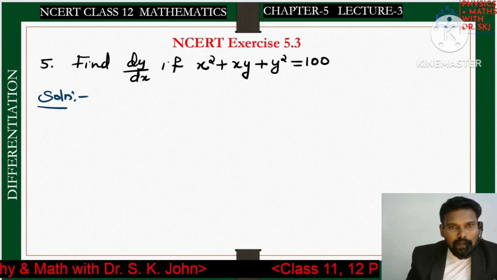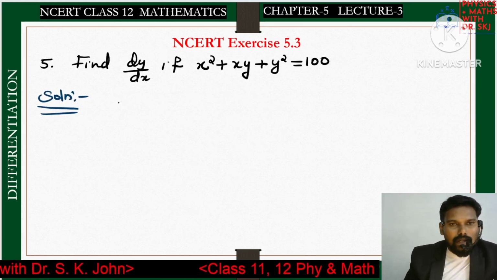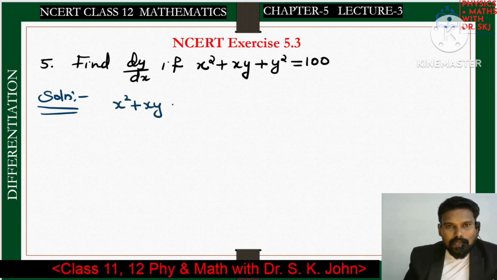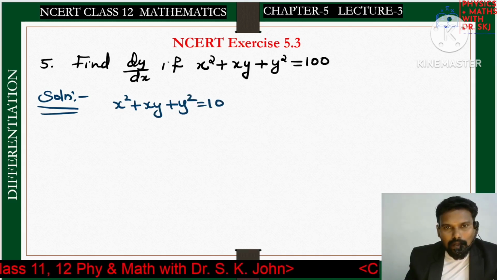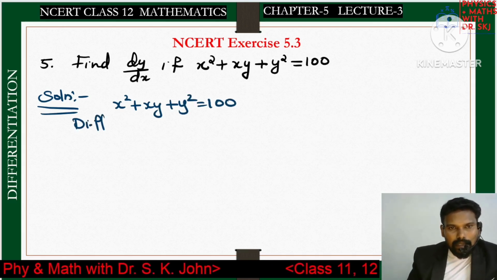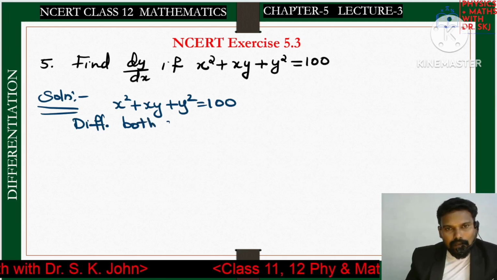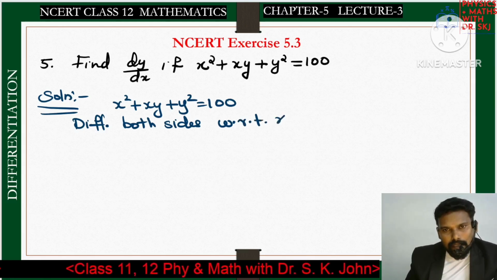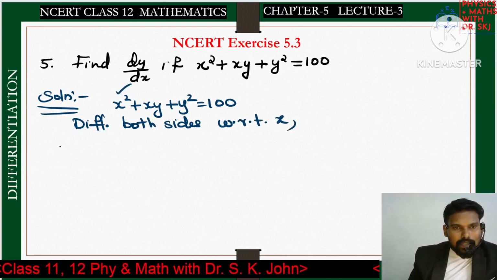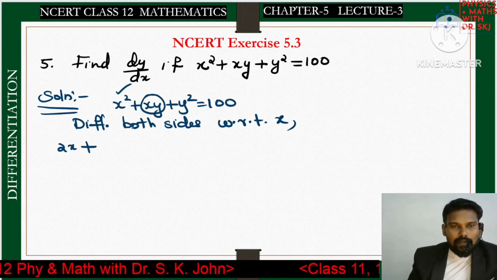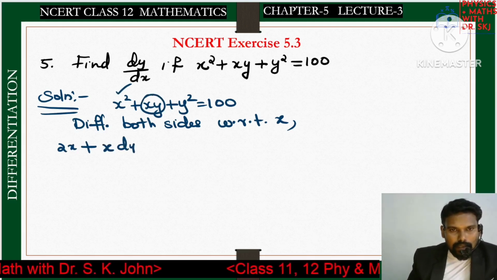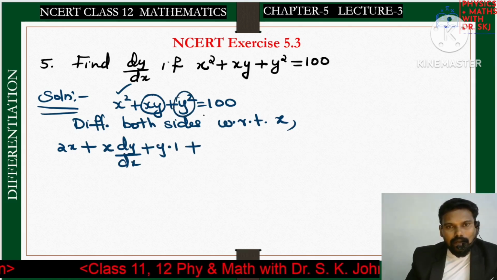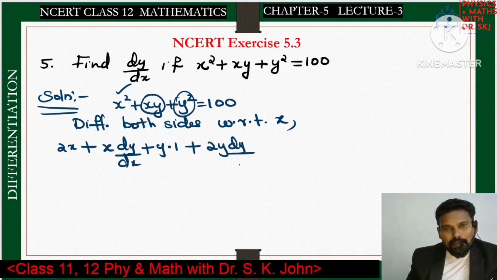Coming to the next question, find dy by dx if x square plus xy plus y square is equal to 100. So I am writing the equation down. x square plus xy plus y square is equal to 100. Differentiating both sides of the equation with respect to x, we get the derivative of x square is 2x plus the derivative of xy. We have to use the product rule. First function times derivative of second plus second function, which is y, times derivative of x, which is 1, plus what's the derivative of y square? It is 2y dy by dx.